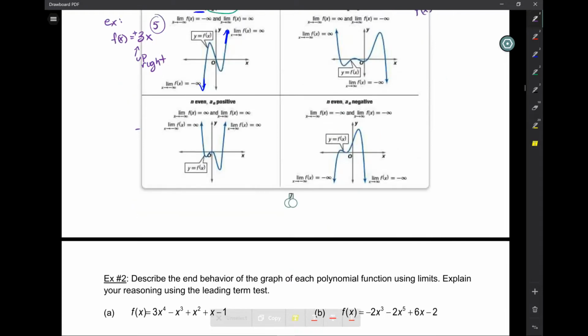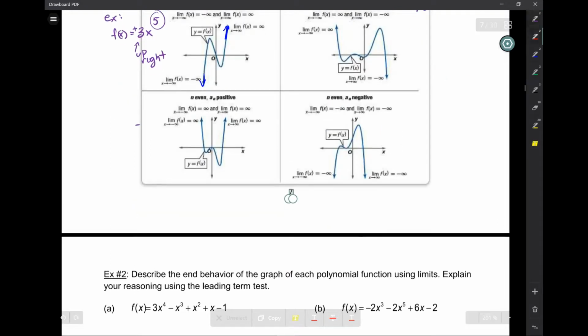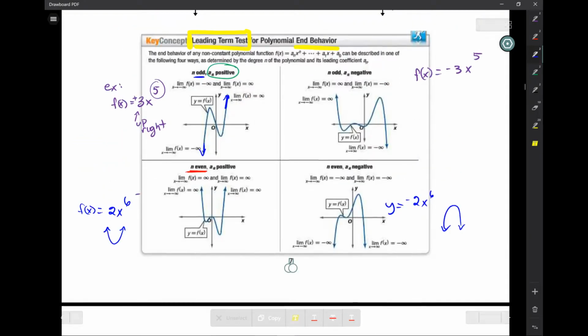All right? Now, when n is even, they either both go up or they both go down, right? So how do we know whether it's up or down? Again, leading term test. So if I have 2x to the 6, both go up. If I have negative 2x to the 6, both go down. Okay? So this is how we use the leading term test.